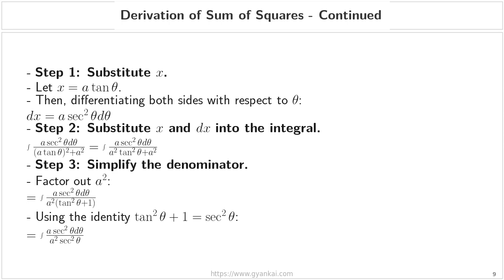Remember that tan squared theta plus 1 is equal to secant squared theta. So we can replace tan squared theta plus 1 with secant squared theta. This gives us the integral of a secant squared theta d theta all over a squared times secant squared theta.